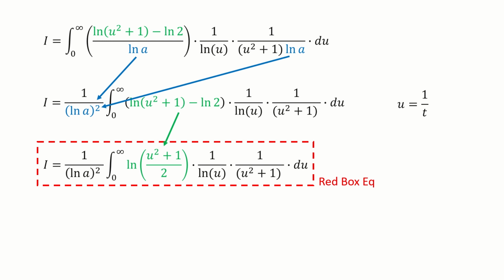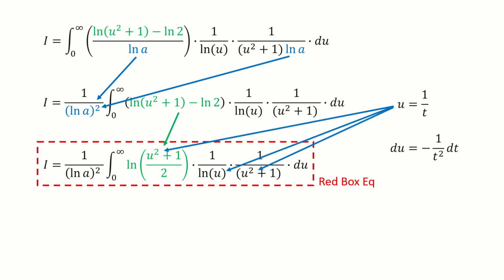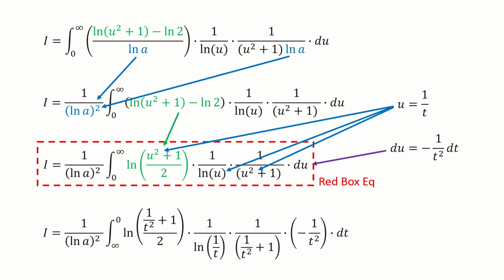We let u equals 1 over t. And then we take the derivative with respect to t, so we got du, which equals minus 1 over t squared dt. So we plug u equals 1 over t into this integral, and then we plug in du. So this integral is converted here. And note for this integral limit, because we did the reciprocal substitution, we let u equals 1 over t, so the upper and lower integral limits are flipped. And next, we will simplify this equation in the next slide.